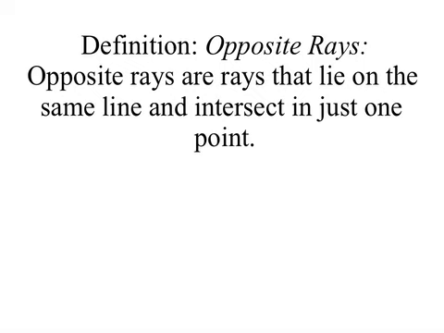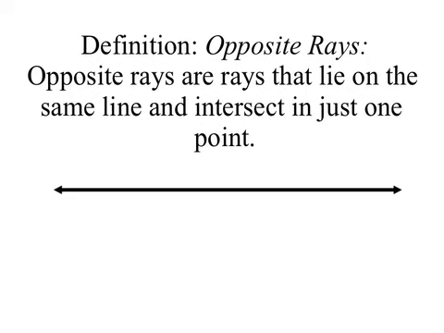In a recent lesson, I defined the term linear pair, and in the definition, I used the words opposite rays. Well, now it's time to give a formal definition for opposite rays. You were probably able to figure out what opposite rays were, but here's the formal definition. Opposite rays are rays that lie on the same line and intersect in just one point.